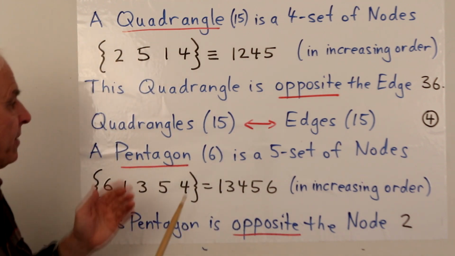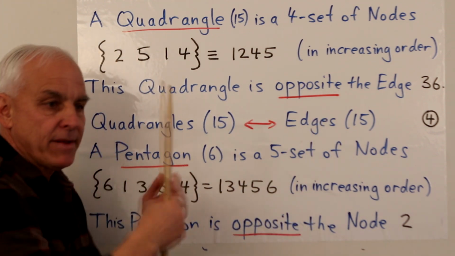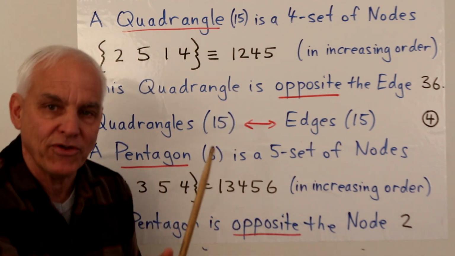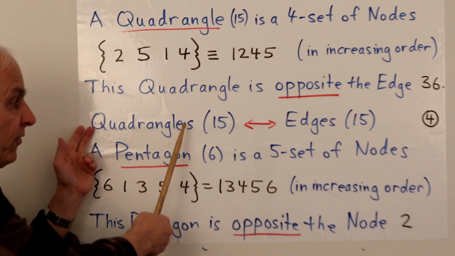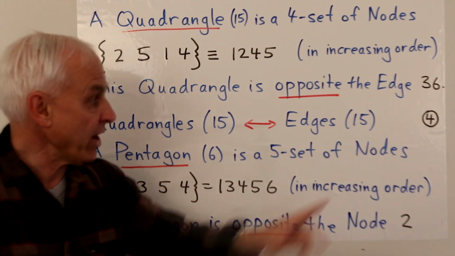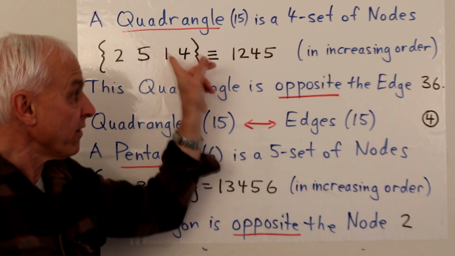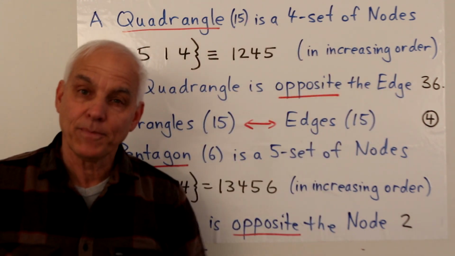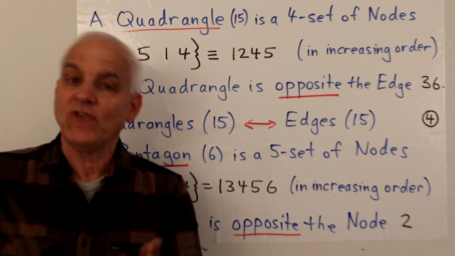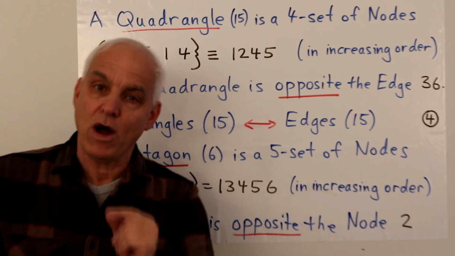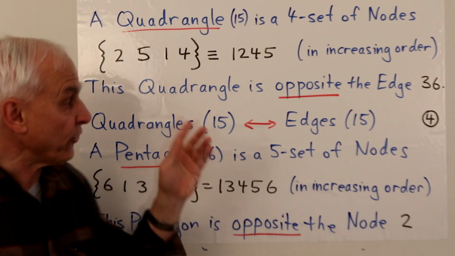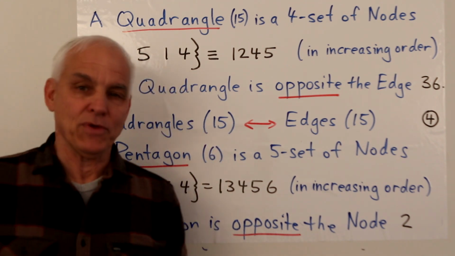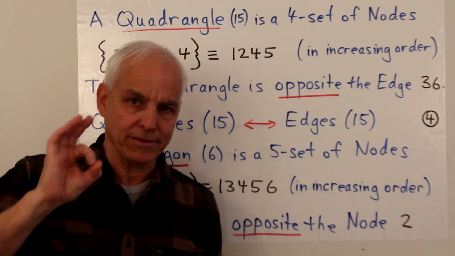That means that there is a mapping or a bijection, we say in mathematics, a correspondence between quadrangles and edges. For every edge, there's a quadrangle. For every quadrangle, there's an edge. That's an easy way of seeing that there are going to be 15 quadrangles because we know there are 15 edges. Of course, we can also list them, and you might like to do that just to check that actually that argument is correct.